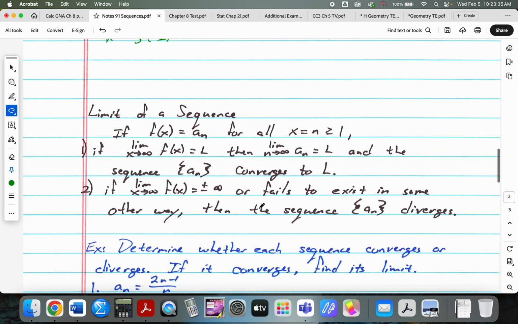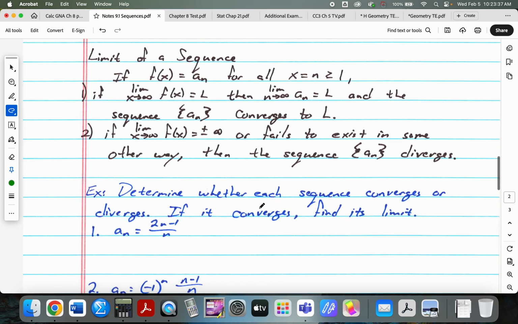All right. One of the things we have to talk about is the limit of a sequence. And the idea is actually pretty straightforward. If f of x is equal to a sub n, for all x equal to n greater than or equal to 1, so that function would go through all of the points on our sequence if we were to plot all those points.